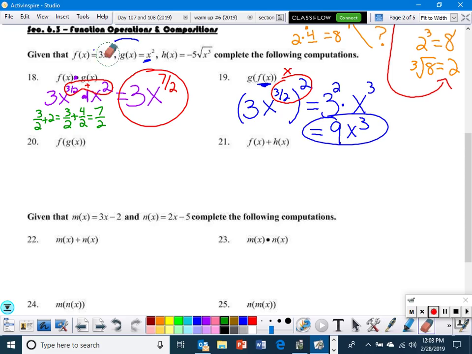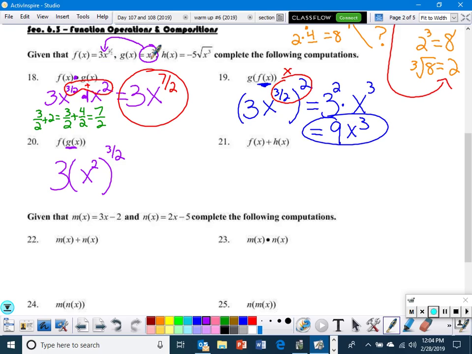All right, next problem. We're going to put g into f. So we're going to take the g and put it into f. So we're going to go 3. We're going to replace the x with x squared. Again, look at it carefully. We're replacing the x with x squared.